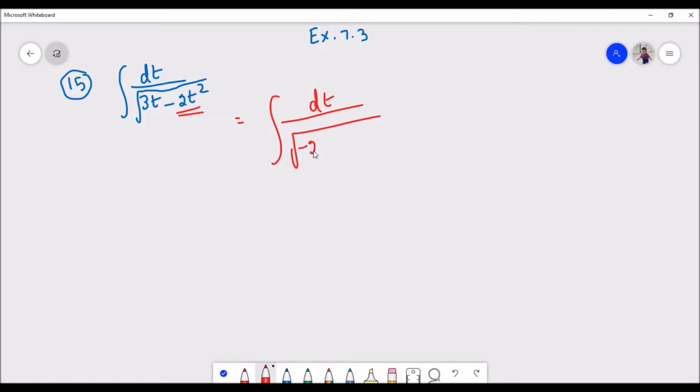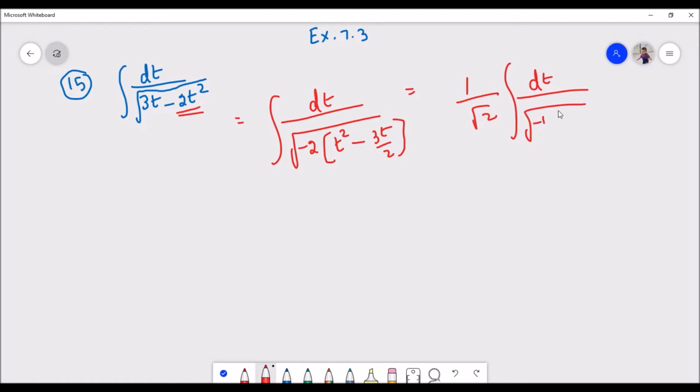So let me take first minus 2 outside, but it is inside the square root only. Then we will get within the bracket t square minus 3t divided by 2. Now we can take 2 outside. So 1 by root 2 of integration of dt divided by root over, negative sign is there still, we can write as minus 1 of t square minus 3t by 2.